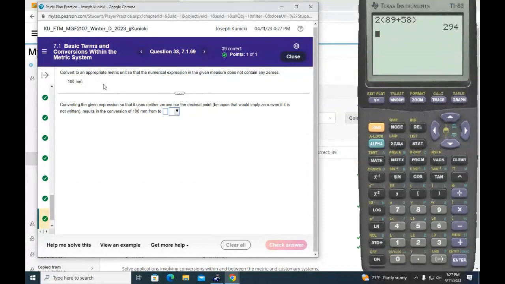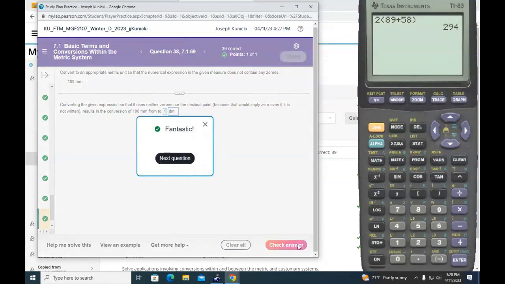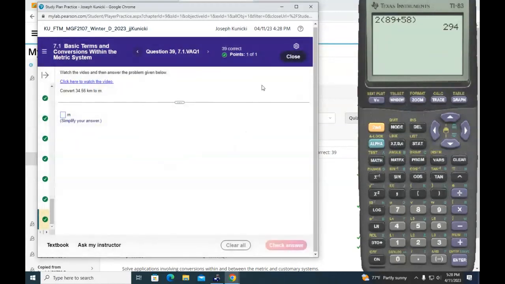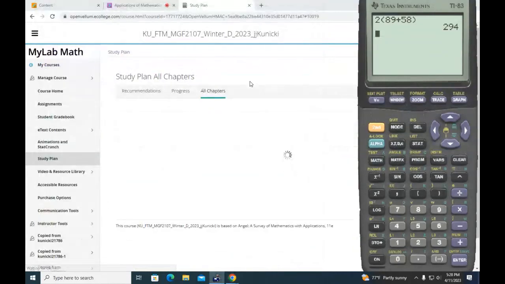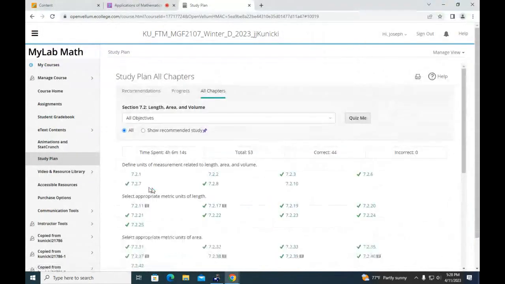If I'm going to move the decimal place 2 places to the left, that means I got to go up. 2 spaces from milli would be deci, so it would be 1 decimeter. Because deci means 1/10, and milli means 1/1000. So you can play with the numbers forever. I think we did enough on that. We're going to go to section 7.2 now, which is length, area, and volume.